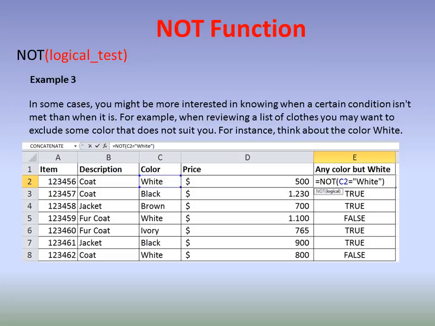For example, when reviewing a list of clothes, you may want to exclude some color that doesn't suit you. For instance, think about the color white. Imagine that you are a client in a clothes store and you tell the clerk, please bring me all the coats, jackets, and fur coats, but except the ones in color white.